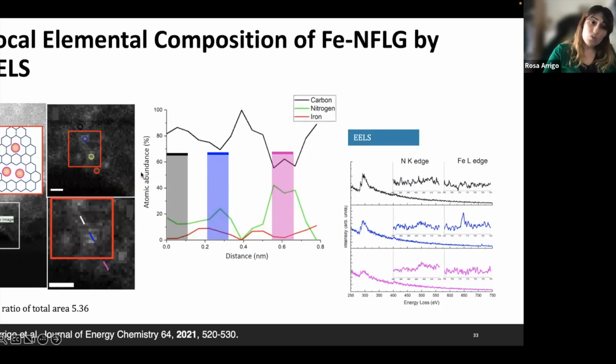And if you go through here and we look at the nitrogen abundance, or the carbon, nitrogen, iron abundance, we can see how it changes from here to here. And then this coincides with this, so we can see, for example, that at this point here where the bright areas are, we see both iron and nitrogen. The ratio between them for the total area is 5.36, so we have more nitrogen than iron if we consider this 1:4 ratio of the FeN4 site.